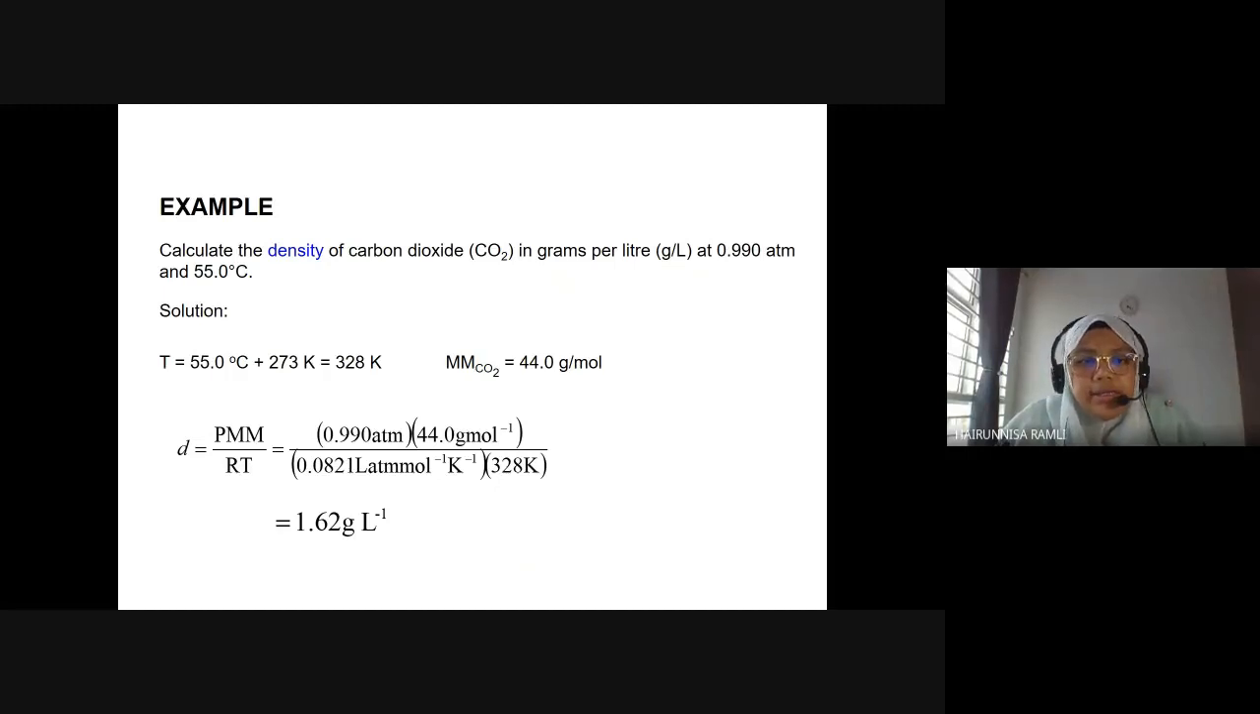So here, let's say calculate the density of carbon dioxide, then they give the pressure and temperature. So by using this, you can get P, and you already have the molar mass. You can look it up for CO2. And then you get it here. So R and T are already given, this one. So this is the value for density.